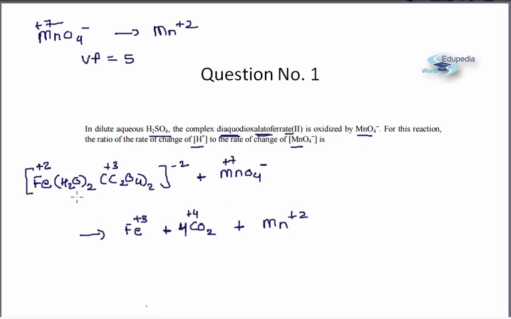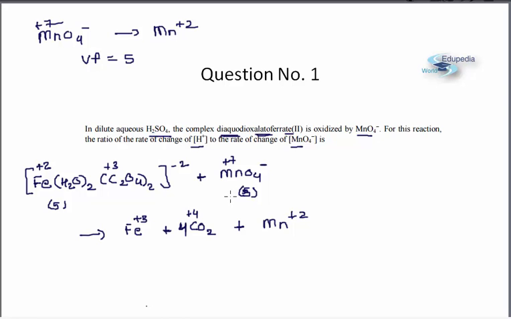Now let's come to this compound. Fe is going from +2 to +3, so there is a change of 1. Carbon is going from +3 to +4, but there are a total of 4 carbon atoms, so there will be a total change of 4. Add 1 for Fe, so that makes it a total of 5. So clearly the valency factor for this complex is also 5 and for MnO4 minus is also 5. So that means their ratio would be 1:1.